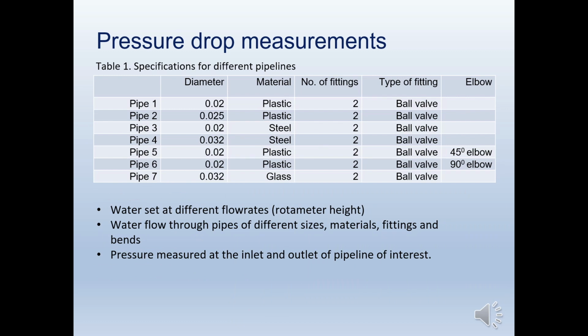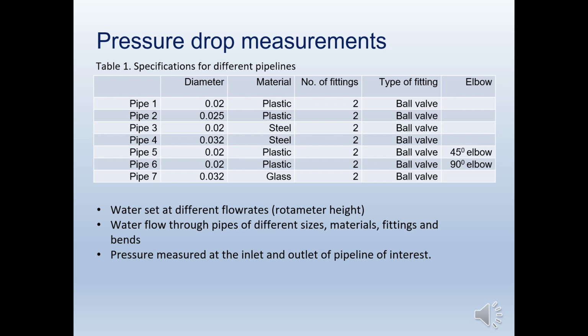The second part of the experiment involved investigating the effects of parameters affecting pressure drop across a pipe. Again, water was allowed to flow through the pipe of interest at different flow rates by varying the rotameter height, and pressure drop was determined by measuring the inlet and outlet pressure.